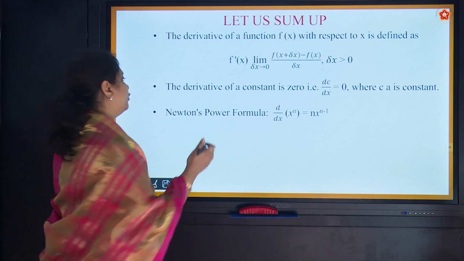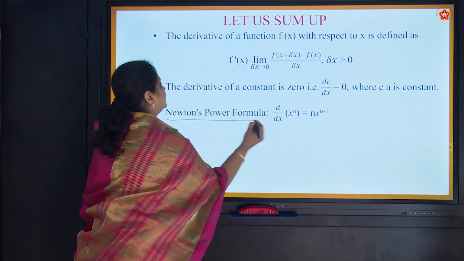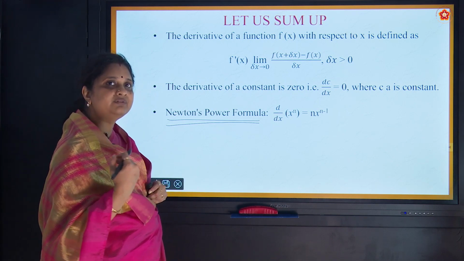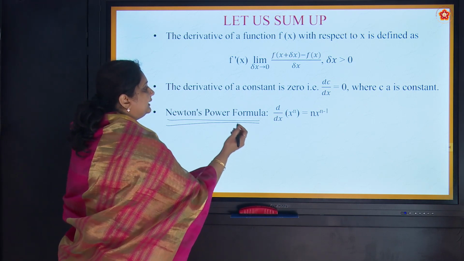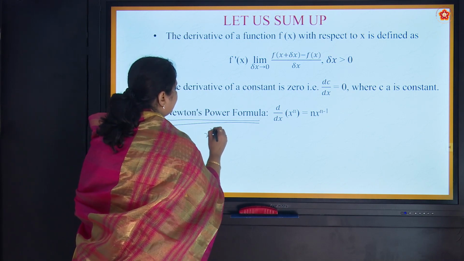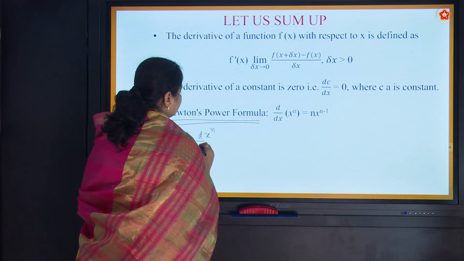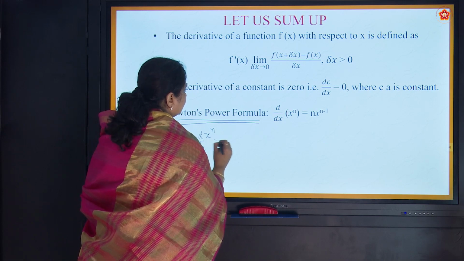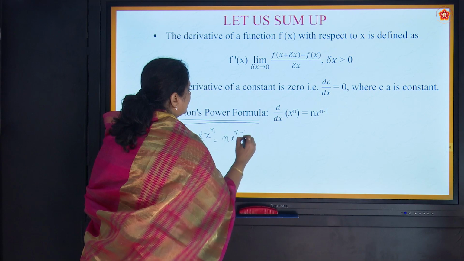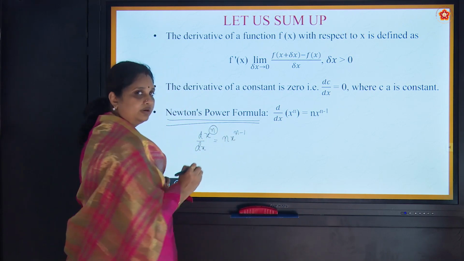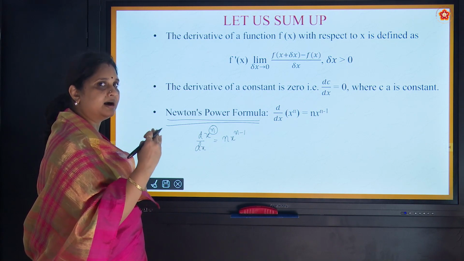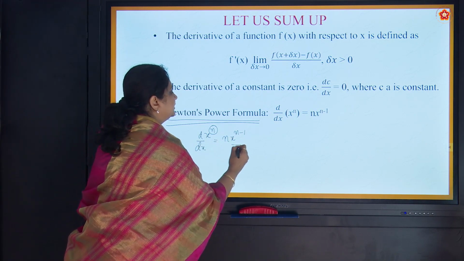Newton's power formula. This is very, very important because we've been using this everywhere when we have differentiated. So d by dx of x power n. When you differentiate x power n with respect to x, you get n x power n minus 1. The power becomes the coefficient, and 1 less than that power is going to be the power of the derivative.